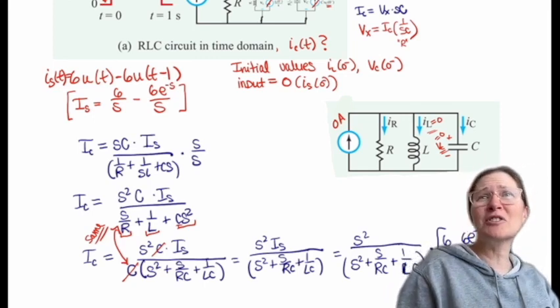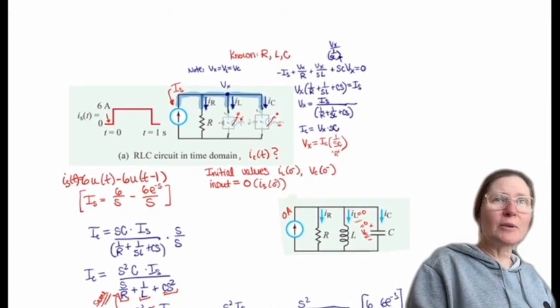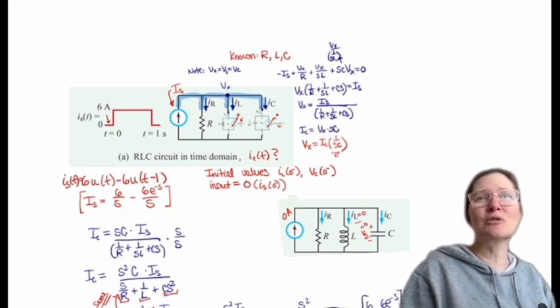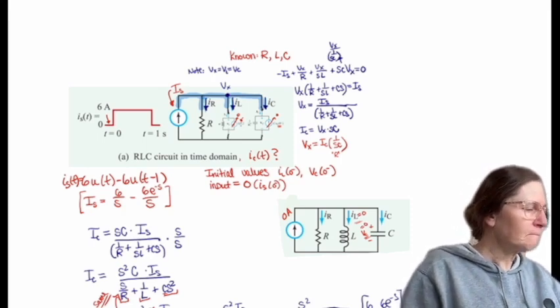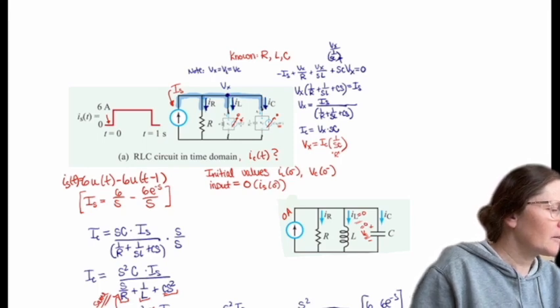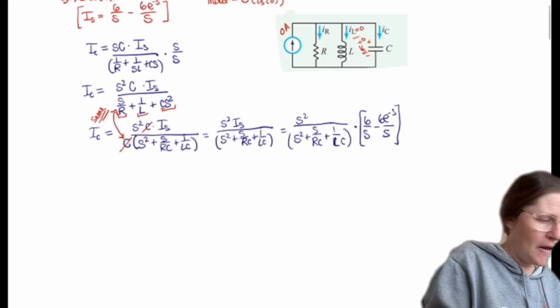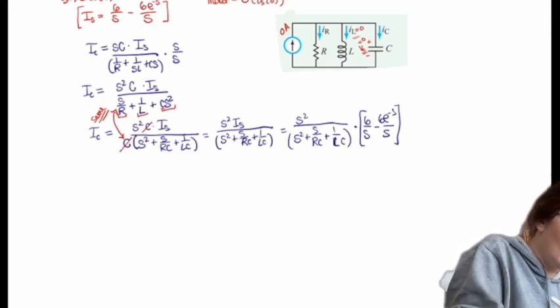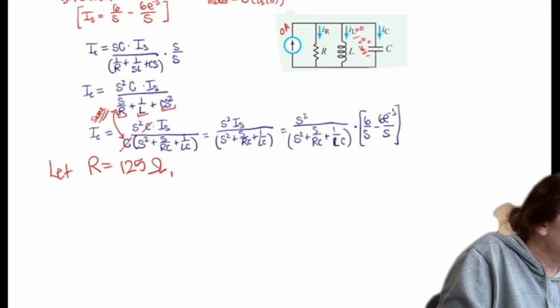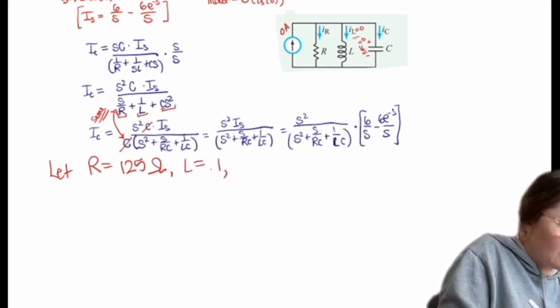Okay, so last time we started working on this problem, the one where we had 6u of t minus 6u of t minus 1. I'm going to give you some values to plug in. We're going to let R equal 125 ohms, L equal 0.1, C equal to 4 milli.